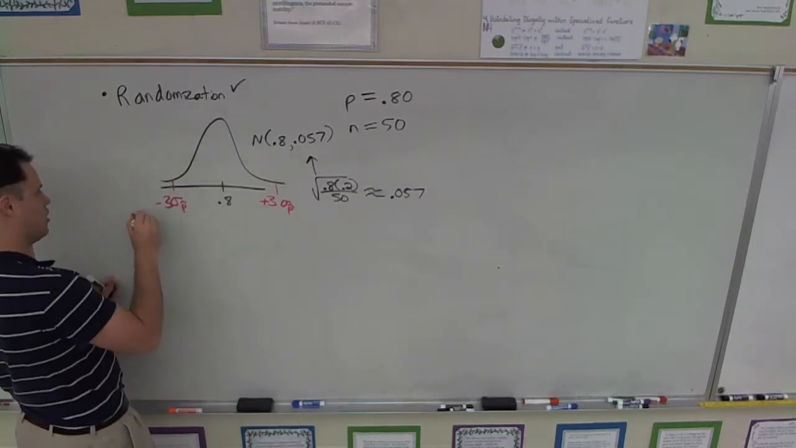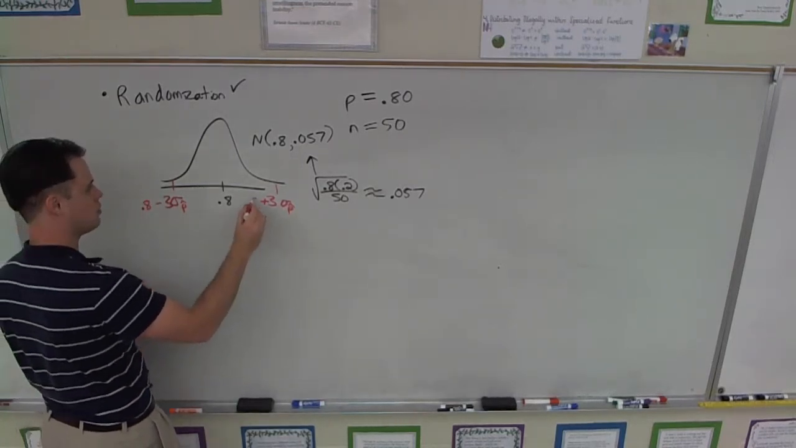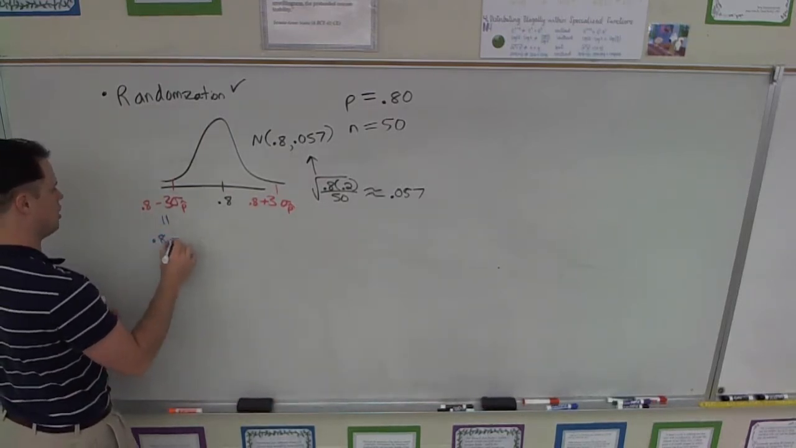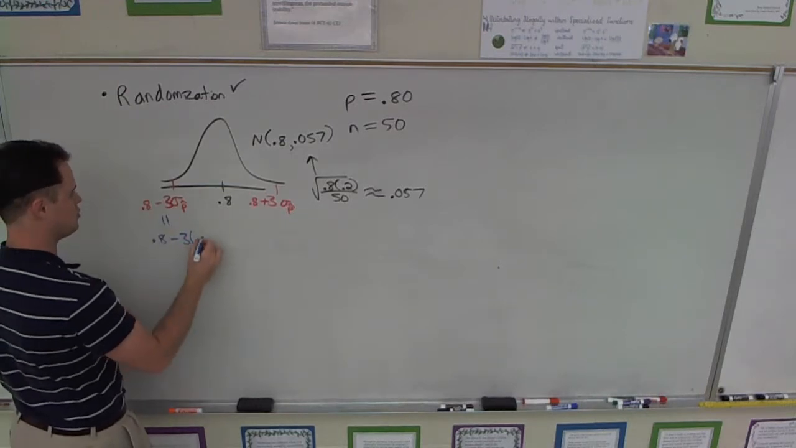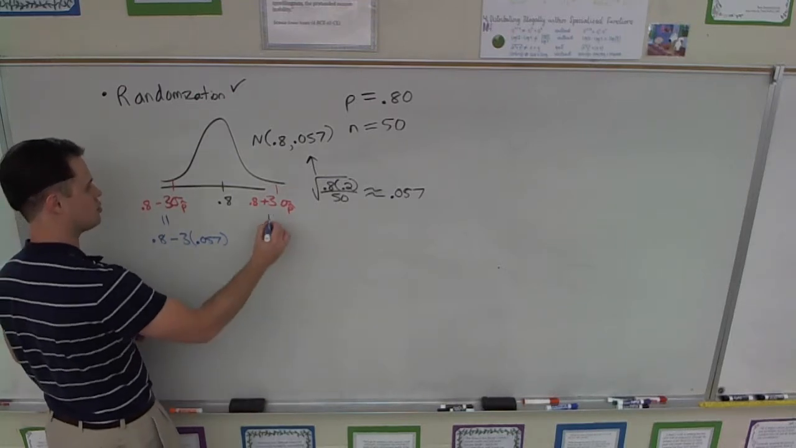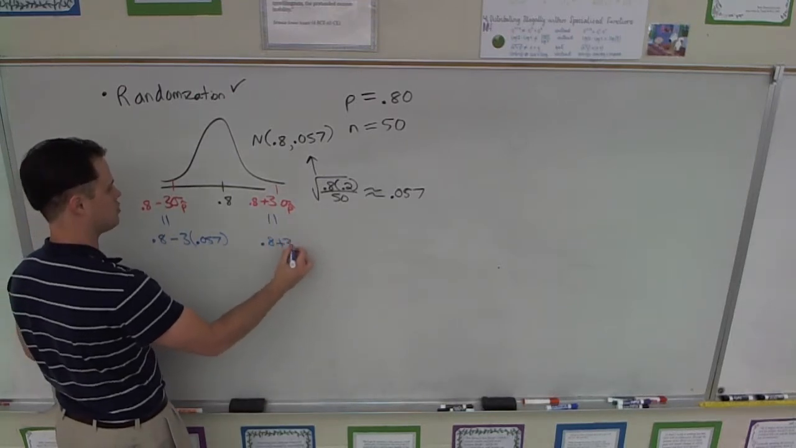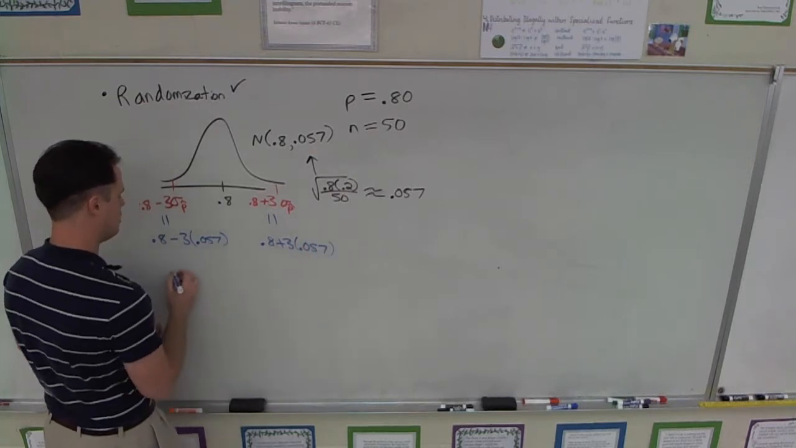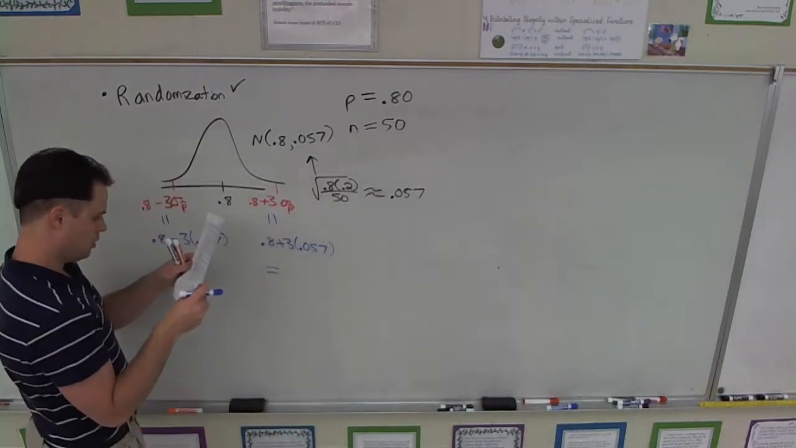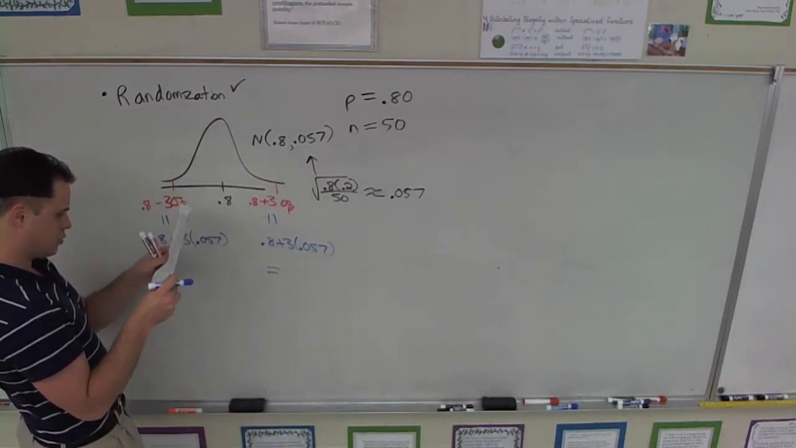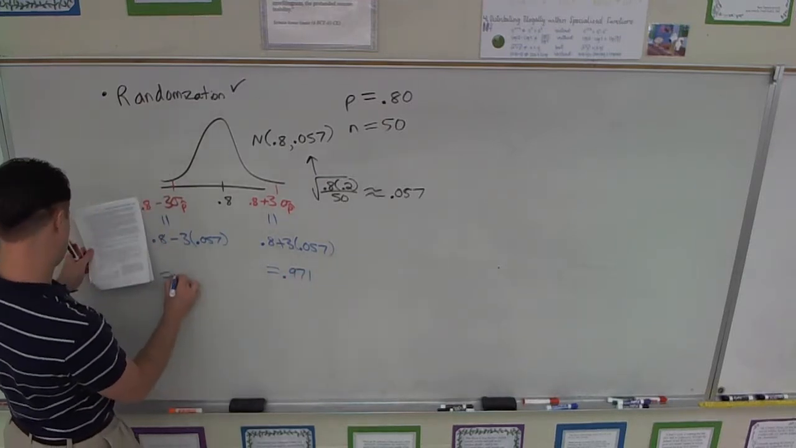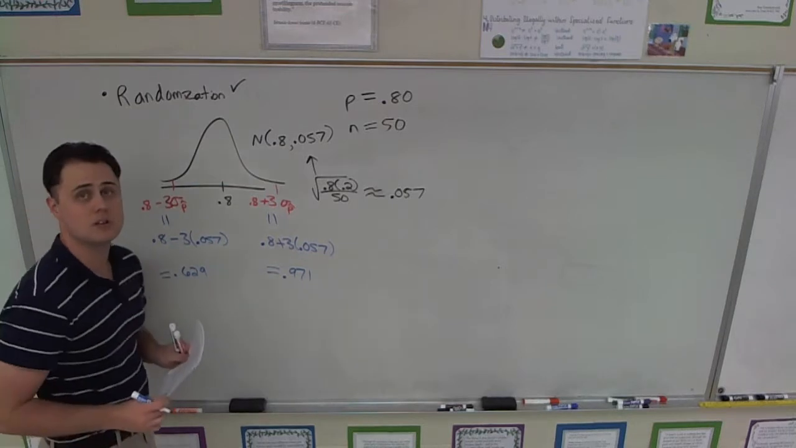+3 or -3 from what? Well, from 0.8. And you get my idea. So what is this one? This one's going to be 0.8 minus 3, and our standard deviation was 0.057. And this one is going to be, just equal sign to be consistent in my notation, 0.8 plus 3 of our standard deviations. So what do we get for those two numbers? Looks like we get about 0.971 and 0.629, something like that.